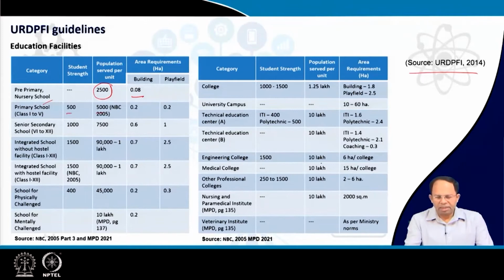We can say the engineering college has to be provided for 10 lakh people. There has to be one engineering college, and the size of the engineering college would be around 1500 people, right? For 1500 students, we have to build an engineering college. But a city may not have 10 lakh population, but can still have an engineering college.